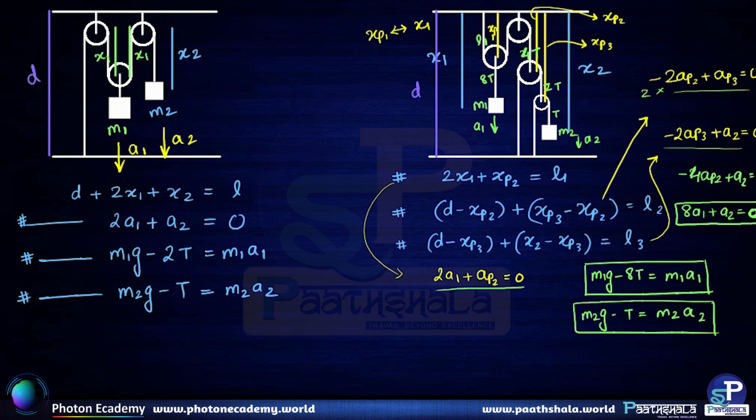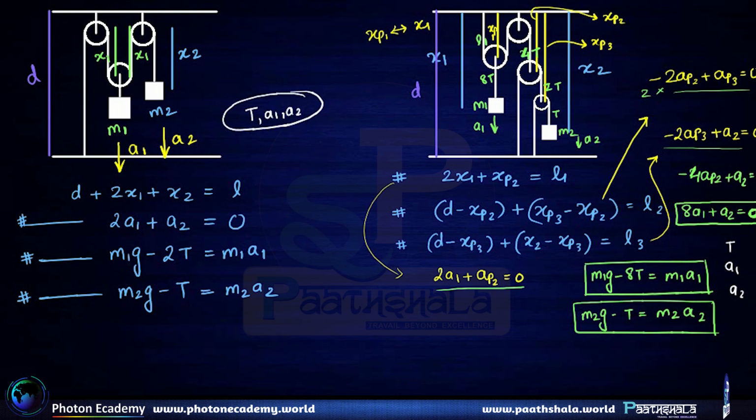So these are the three equations, and the three unknowns happen to be t, a1 and a2. These are the three unknowns for which we are going to solve.